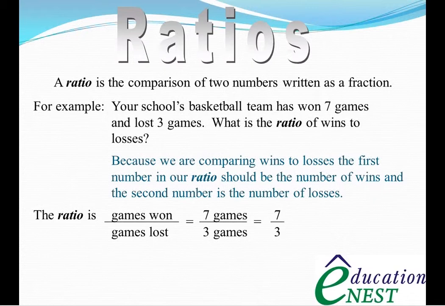What is ratio? Ratio is the comparison of two numbers written as a fraction. Let's take an example. Your school's basketball team has won 7 games and lost 3 games. What will be the ratio of wins to losses? Because we are comparing wins to losses, the first number in our ratio would be the number of wins and the second would be the number of losses. So, what will be the ratio? That will be games won upon games lost. How many games did we win? That was 7 and the lost games were 3. So, that ratio comes to be 7/3.